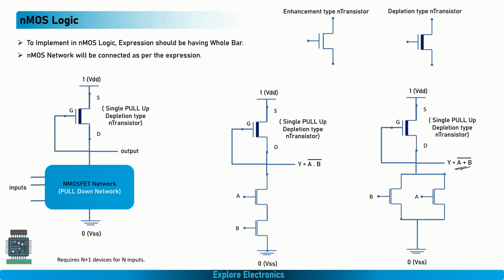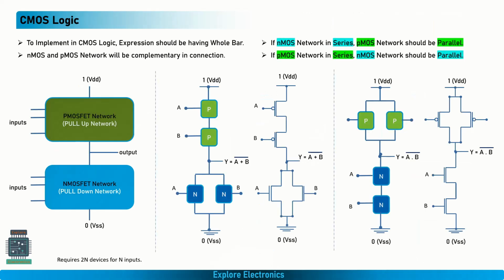Similarly, if you look at the (A plus B) whole bar representation, these two transistors will be connected with gate inputs A, B, and again a single transistor will act as pull-up. So here the difference between the CMOS and nMOS network is this: how many transistors does CMOS logic require to construct it? If we have (A plus B) whole bar as an expression, there are two inputs A and B. We require two transistors here and two transistors here. That means we require 2 into the number of inputs. 2n transistors are required for n inputs.